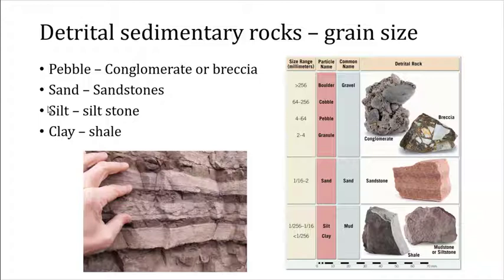So anyway, we name these according to grain size. And if something is made up of pebble-sized particles, it's either a conglomerate or a breccia.